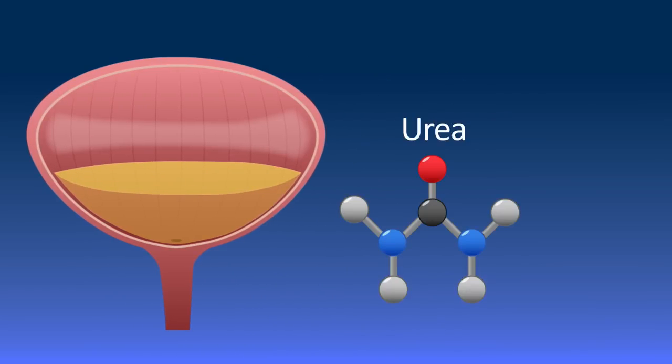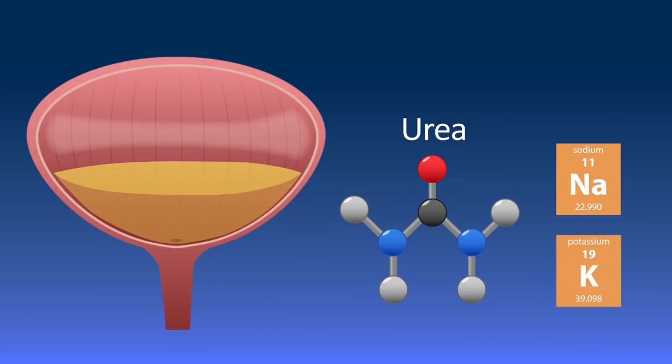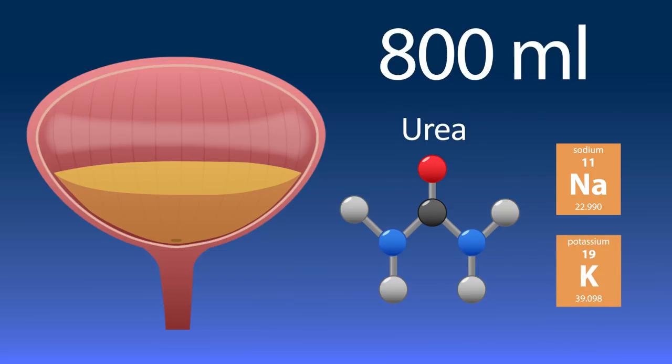It contains urea, which is a waste product from the breakdown of the excess protein. It also contains excess water that the body doesn't need, along with some ions like sodium and potassium. Did you know your bladder can hold up to 800 milliliters of urine?